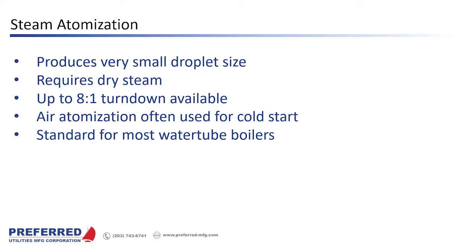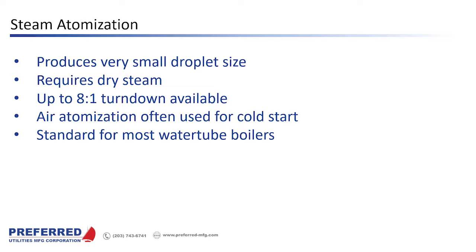And high turn down out of the burner allows you to match the burner heat input or the boiler output better to the load of the plant. And as I mentioned before, steam atomization is almost a standard for water tube boilers. You will often see air atomization used for cold start on water tube boilers. They'll tee in an air line off either a dedicated compressor or a house compressor, and that's designed just to get the boiler running in case there's no steam on the header for steam atomization.